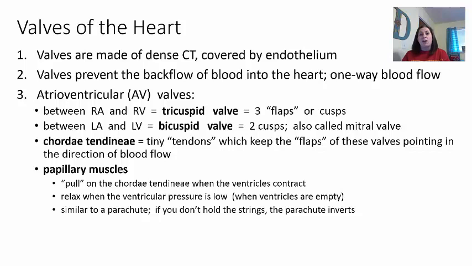Now, these valves have some very special structures that help hold them closed or open them up depending on what needs to happen with the movement of blood. They have this area that's called the chordae tendineae. These are tiny tendons that are going to keep the flaps of these valves pointing in the direction of the blood flow. So when the blood's supposed to move from the atrium to the ventricles, it's going to allow them to point the valves down, so that way the blood can flow the way it's supposed to.